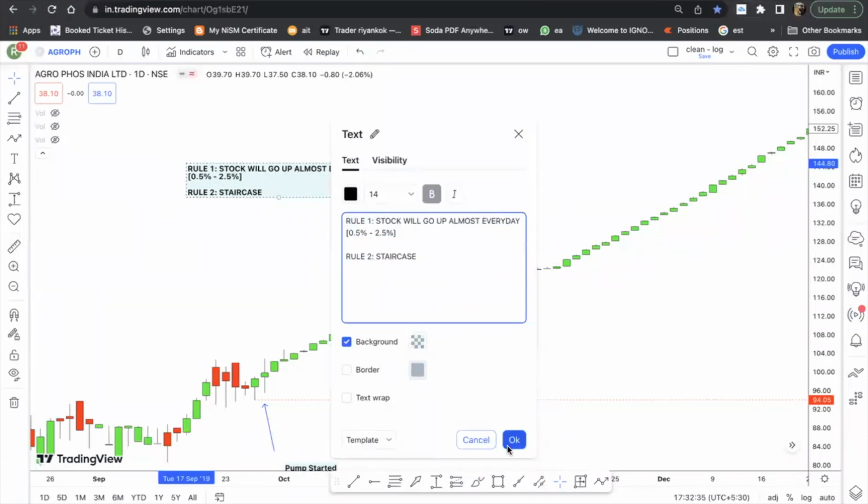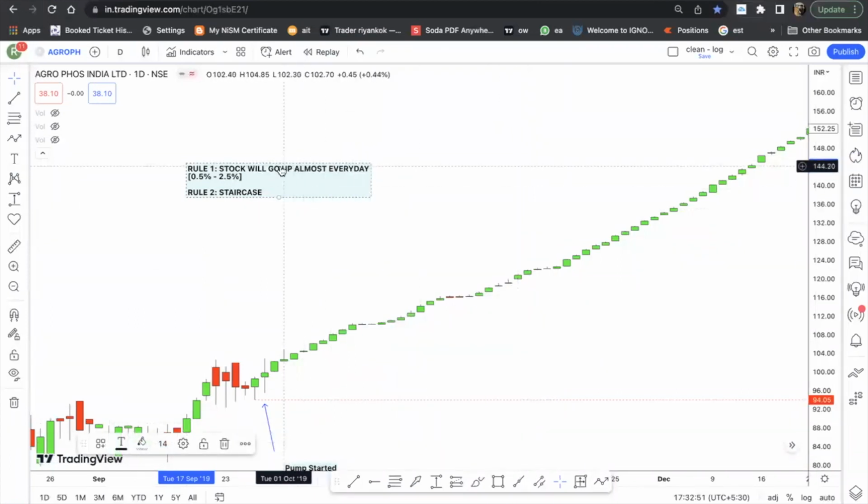Like I said, remembering rules is just important for the sake of it. If you have learned to identify something visually, there is nothing better than that. Then rule number three is not really important because it's just a recent development, and we are looking at a 2019 chart. So the stock will go up every day by 0.5 to 2.5%.